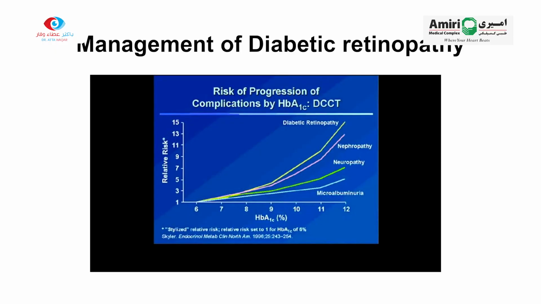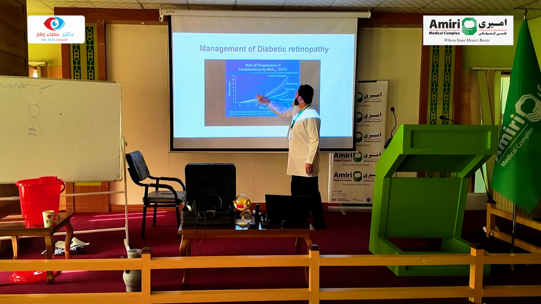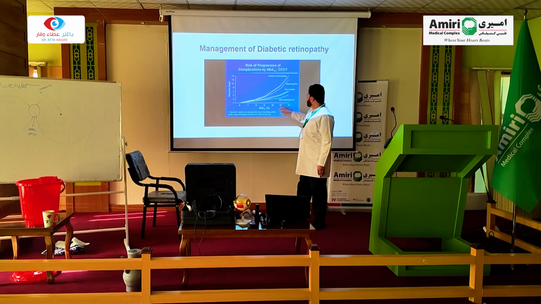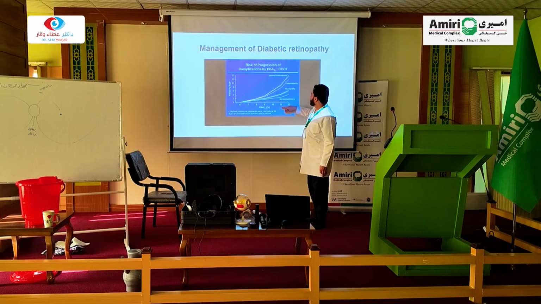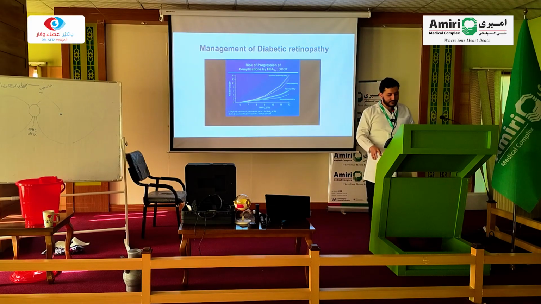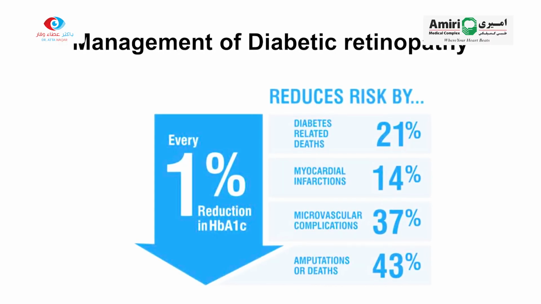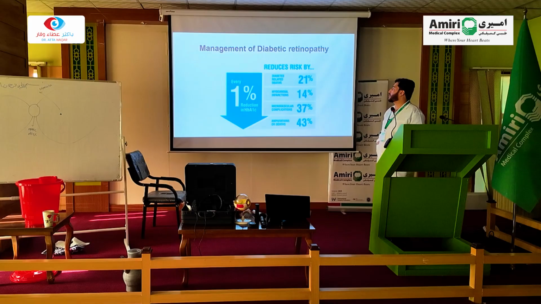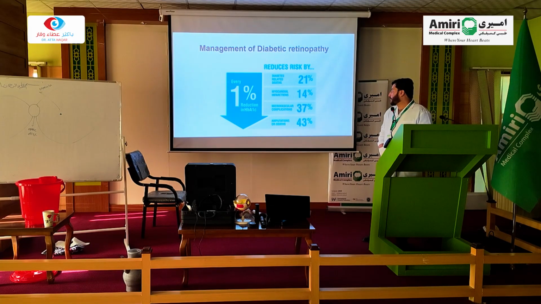And this is the summary of that DCCT. For example, if the HbA1c is 6, there will be less progression of diabetic retinopathy. But if the HbA1c is 10, there is exponential diabetic retinopathy, neuropathy, and microalbuminuria. So in type 1 diabetes, it is a must. If we decrease HbA1c by 1%, how much do we decrease diabetes-related deaths? 21%, MI by 14%, microvascular complications by 43%, and amputation or death by 43%, just with 1% glycemic control.